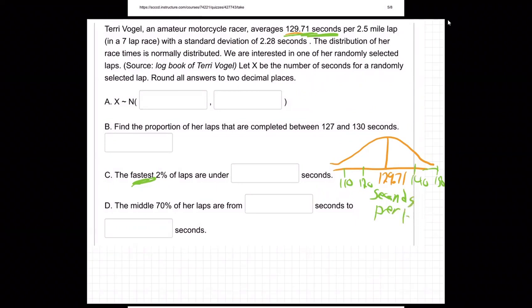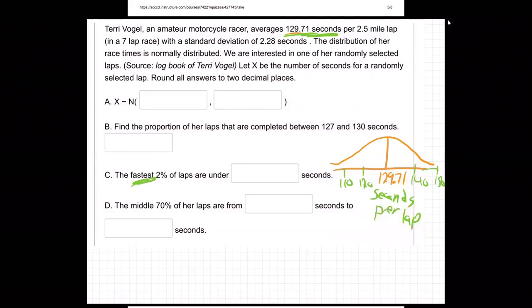Let's keep one foot in reality. We can get so tied up in the numbers that we forget what we're actually measuring. We're talking about this motorcycle racer and how fast she can do a lap. Her average is just under 130 seconds for a 2.5 mile lap. Let's find out, where is the mark for her fastest 2%, the one she does the best on? Well, fastest, is that going to be higher times or lower times? These are seconds down here. Would it be lower times?